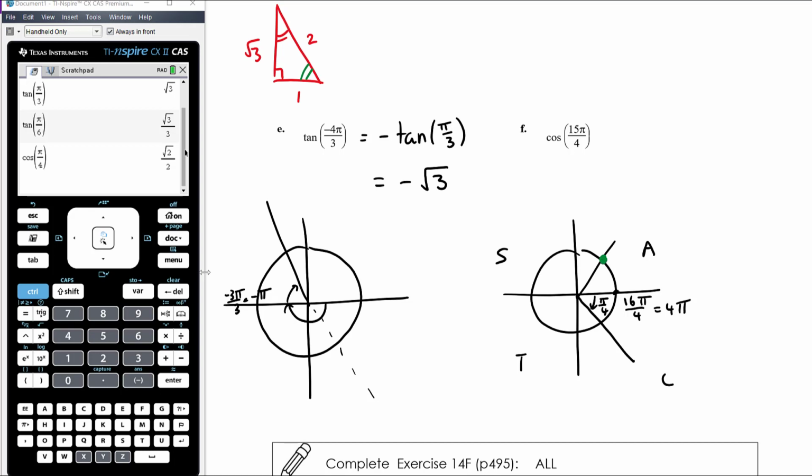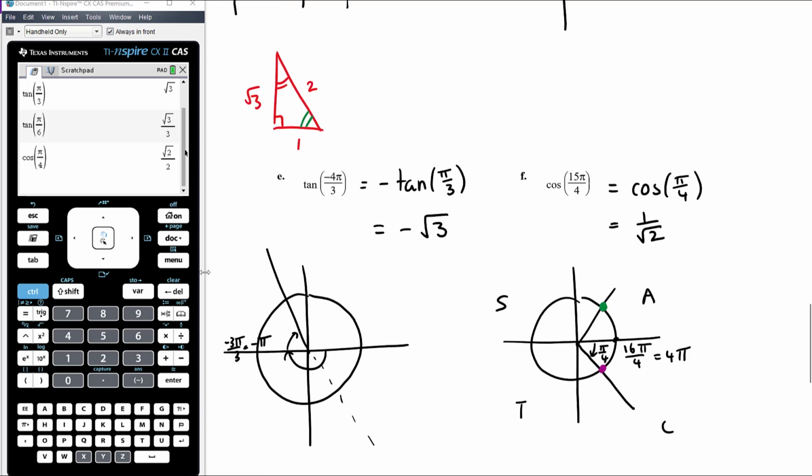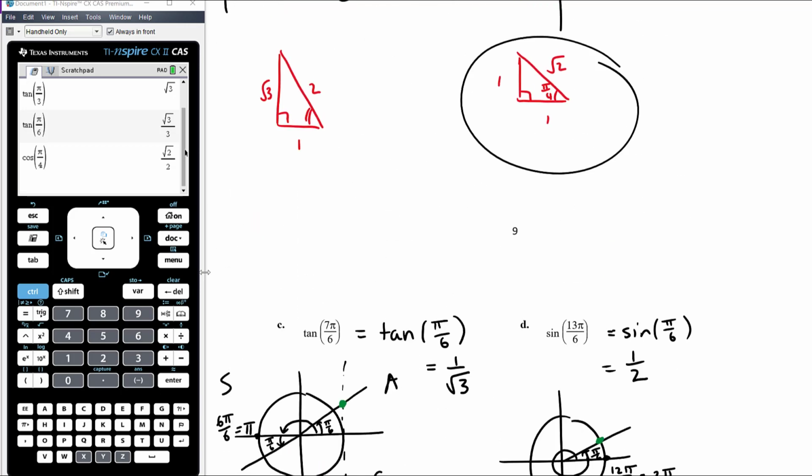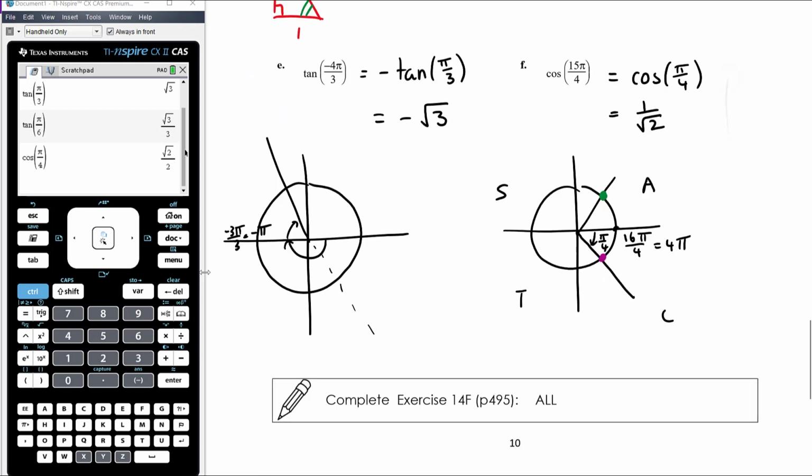So the x-coordinate of the green point is cos of pi on 4, the x-coordinate of the purple point is cos of 15 pi on 4, and they're clearly going to be the same thing. So this is equal to cos of pi on 4. Now, I personally don't need my triangle for cos of pi on 4, because sine and cos of pi on 4 are 1 on root 2. And they're ones that I do remember.